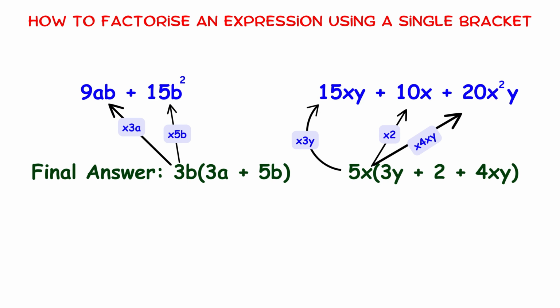Then to figure out what we're going to have inside the brackets, we need to see what we would have to times 5x by to get each of our terms. To get from 5x to 15xy, we have to multiply it by 3y, so we put 3y inside our brackets. To get from 5x to 10x we would just multiply it by 2, so we put plus 2 in our brackets as well. Then to get from 5x to 20x squared y, we'd have to multiply it by a 4, an x, and a y, so we put plus 4xy in our bracket, and that's it, we've fully factorized it.